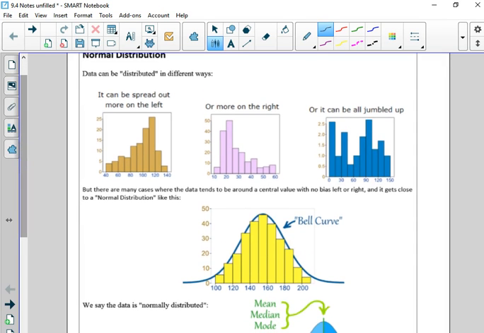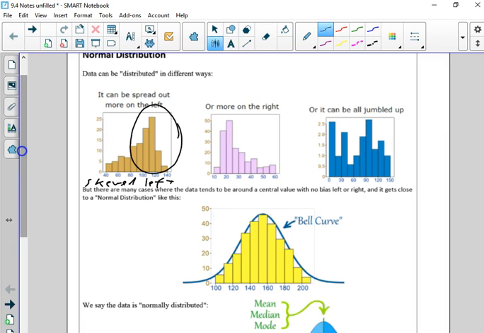We talked about skewing when we did box and whisker plots. Okay, you can have stuff like this. They can be spread out more on the left, all right, more on the right, or it could be all jumbled up. So remember, if most of my data is here, which way is this skewed? Very good. It's skewed left.